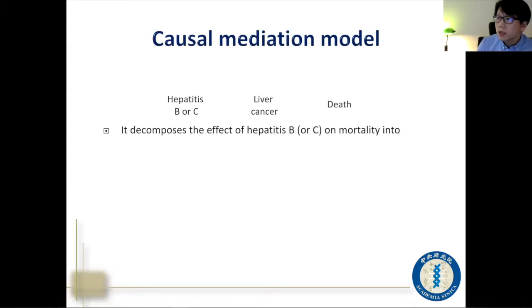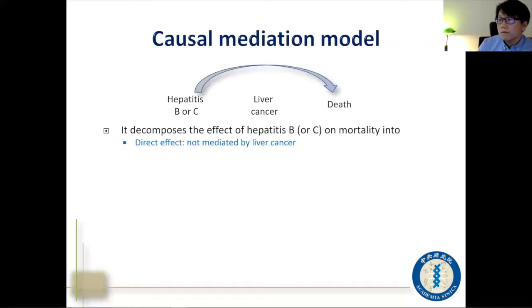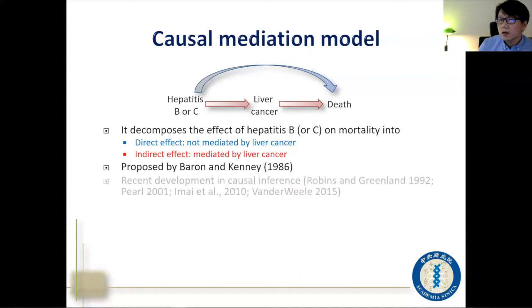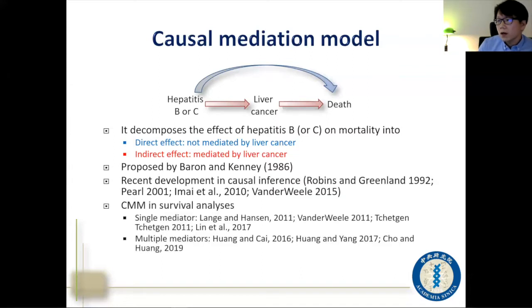Here, we would like to propose yet another approach using causal mediation modeling. A causal mediation model decomposes the effect of hepatitis on mortality into a blue direct effect, which is the effect not through liver cancer, and a red effect that is through liver cancer. Mediation analysis was first proposed in the social science literature, and there has been a lot of development recently.